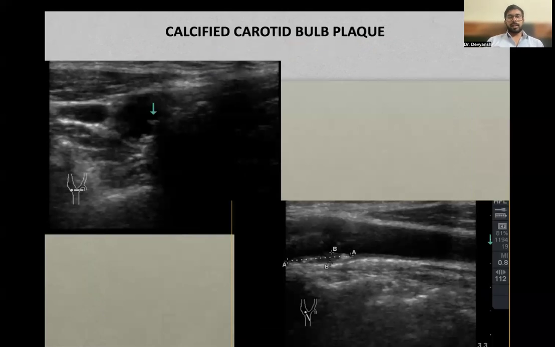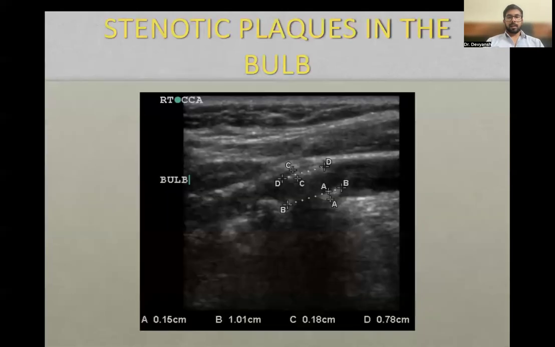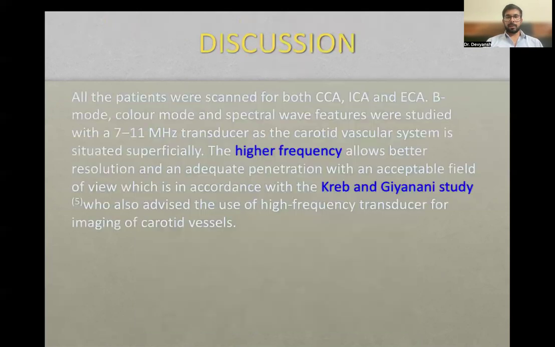This is a grayscale B mode ultrasound image showing a calcified carotid bulb plaque. This is a grayscale ultrasound image showing a stenotic plaque in the right common carotid artery, measuring approximately 0.1 into 1 centimeter and 0.1 into 0.7 centimeter.